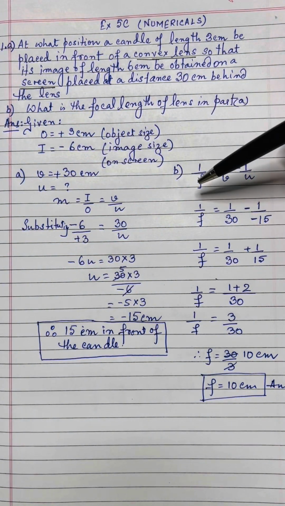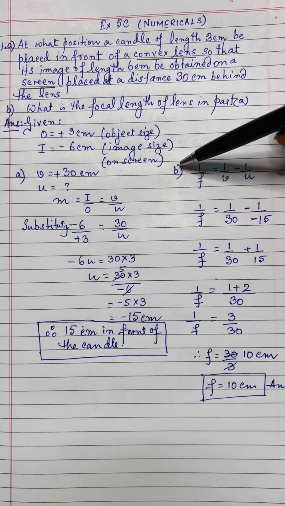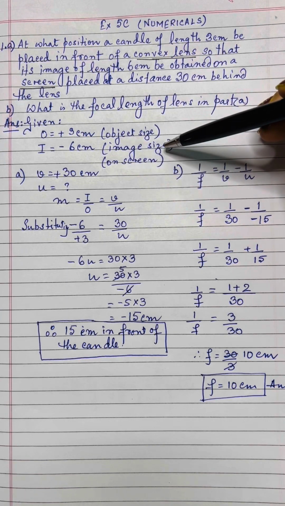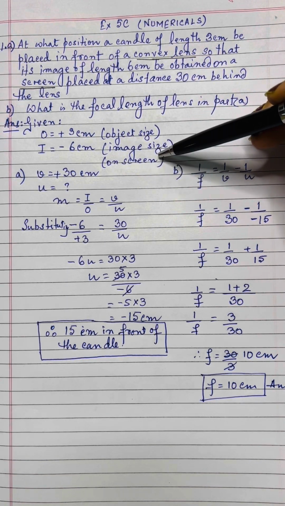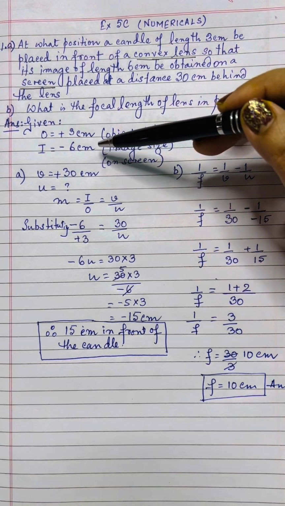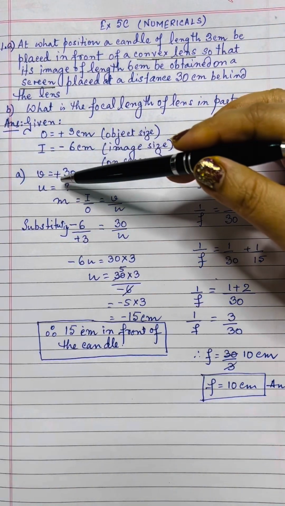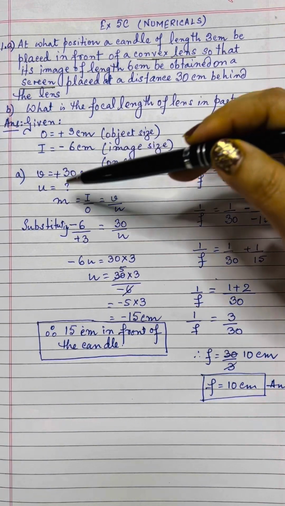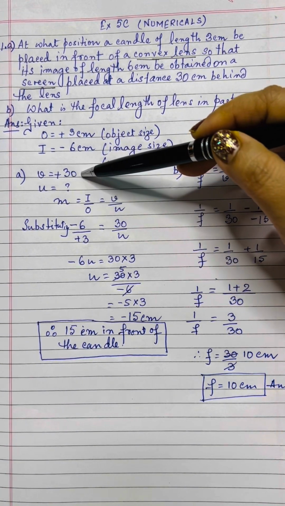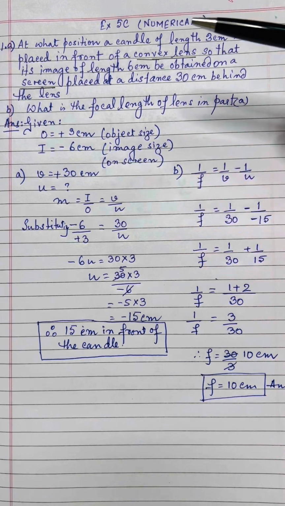Now, how do we know that it is minus 6 centimeter? It is formed on a screen, and therefore, it is a real and inverted image, and therefore, it is minus 6 centimeter. Now, over here we have to find out u. v is plus 30 centimeter, that is also given to us.